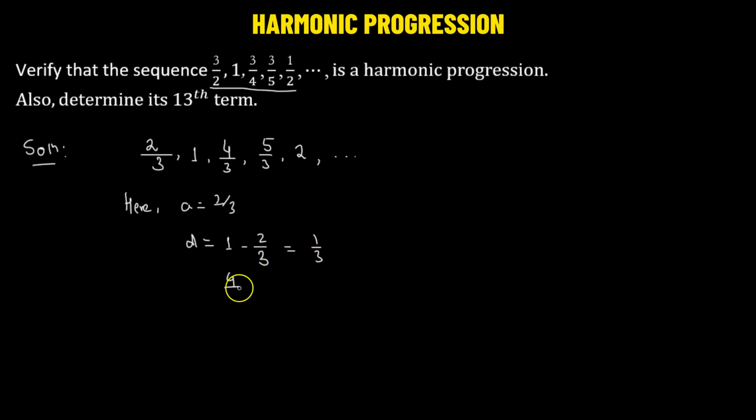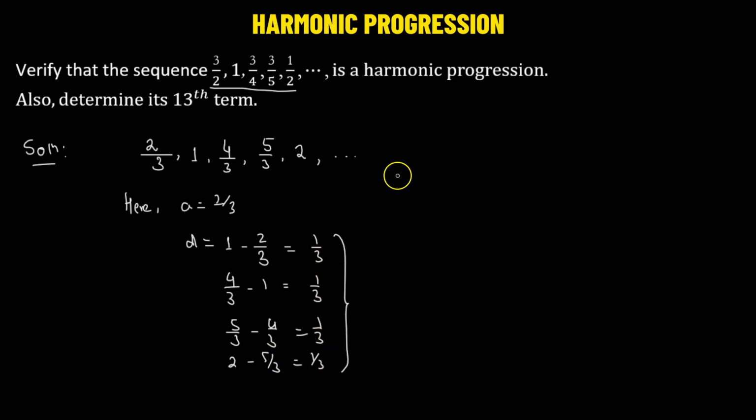Similarly, we can take the third term, 4 over 3, and from it subtract the second term. So 4/3 minus 1 is going to be equal to 1/3. Let's also check 5 over 3, which is the fourth term, and from it subtract the third term. That's also going to be 1/3. And also 2 minus 5 over 3 is also going to be 1/3. So that means we have a common difference with a value of 1/3. This means that this particular sequence is an arithmetic progression.